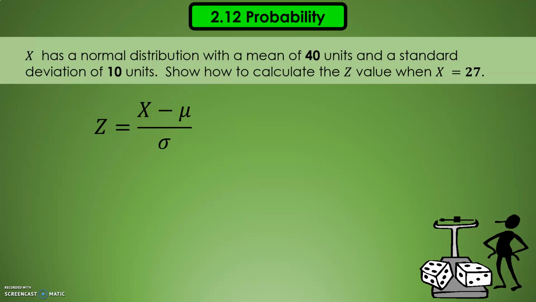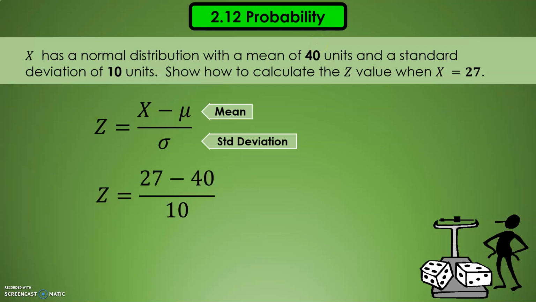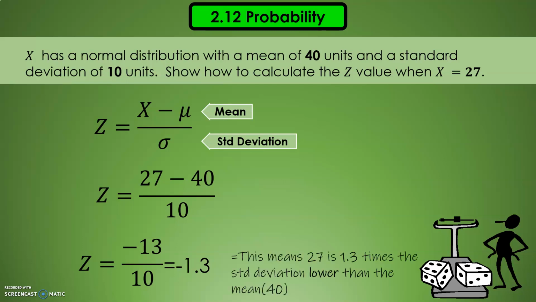This time we've got another example. We've got 4 and 10 and 27. So what we can do is put them into the equation. We end up with -13 over 10, which means -1.3, which means 27 is 1.3 standard deviations lower than the mean.